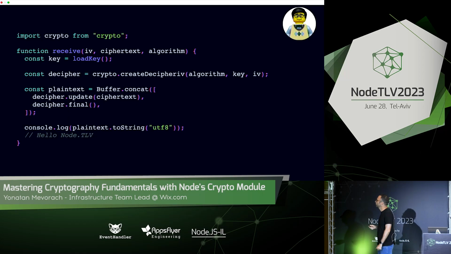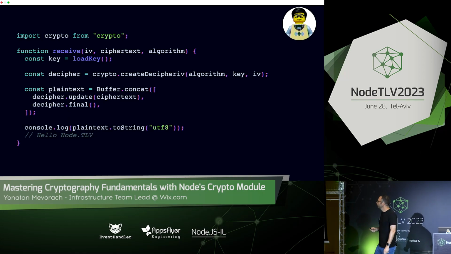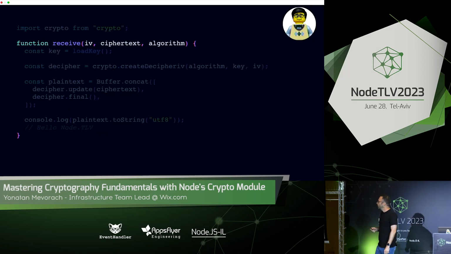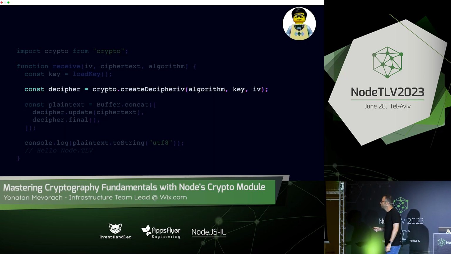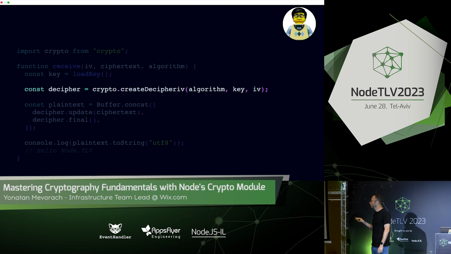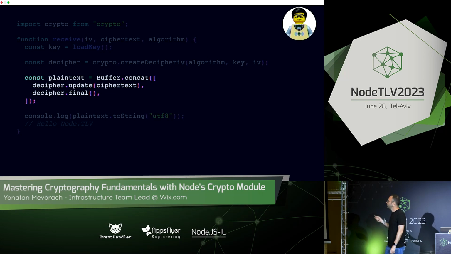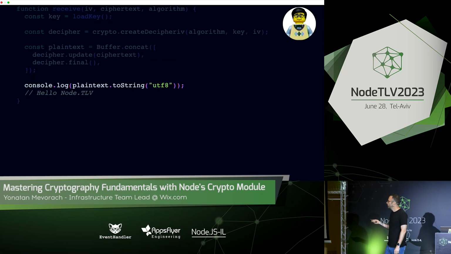Then let's take a look at this from Bob's side. In order to perform the decryption, he gets the IV, the ciphertext, and the algorithm. He loads his key into memory. And then you can see that this API looks very similar to the API that Eve used, but this is createDecipheriv, which we use for the decryption. And again, very similar looking API, passing in the ciphertext to get back the plain text.